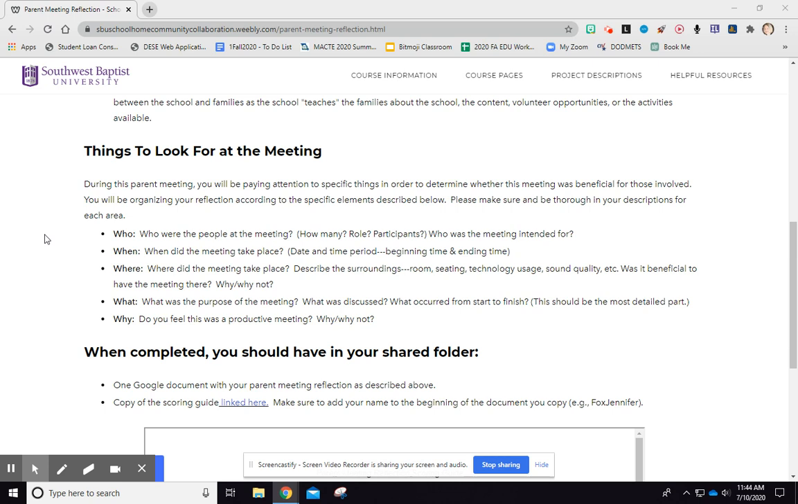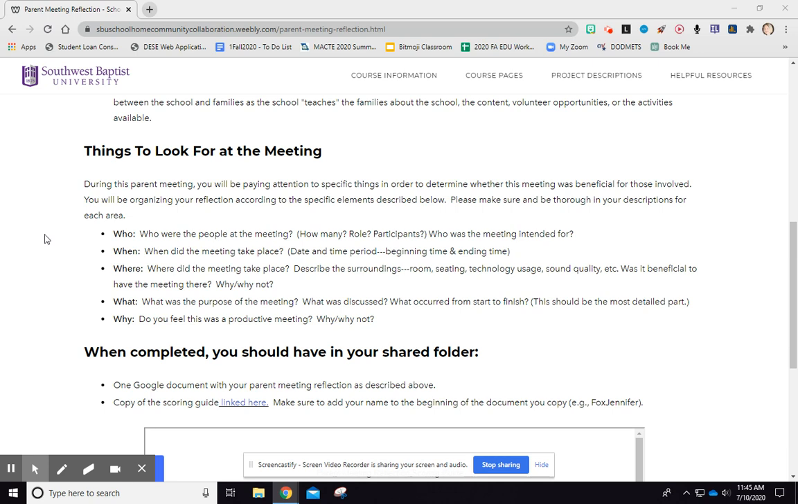So the things you'll be looking for at the meeting: who's in attendance, when did it take place? This is really important because if a meeting is supposed to be 30 minutes and it lasts an hour and a half, that can be a problem for parents and they get very disgruntled. And so your beginning and ending time, where did it take place?